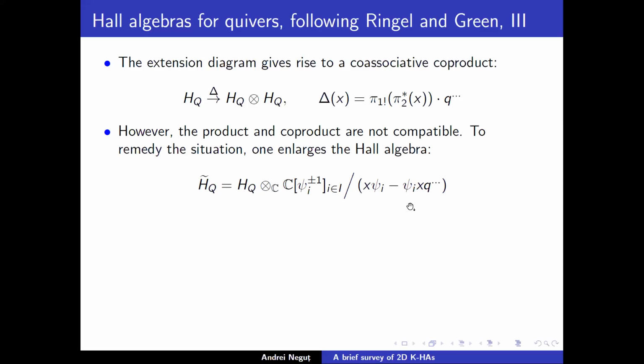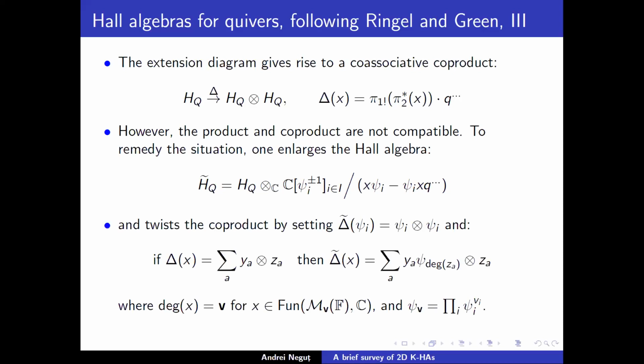All right, so what we have here is an extension of the whole algebra. It's a slightly bigger algebra. And what you do is you replace the coproduct by this coproduct called delta tilde. So first of all, the psi I's are group-like, which is exactly what happens with the coproduct on quantum groups. The delta of psi I is psi I tensor psi I.